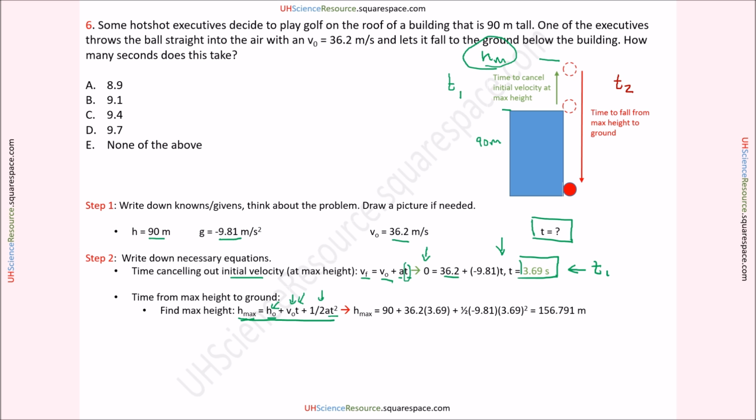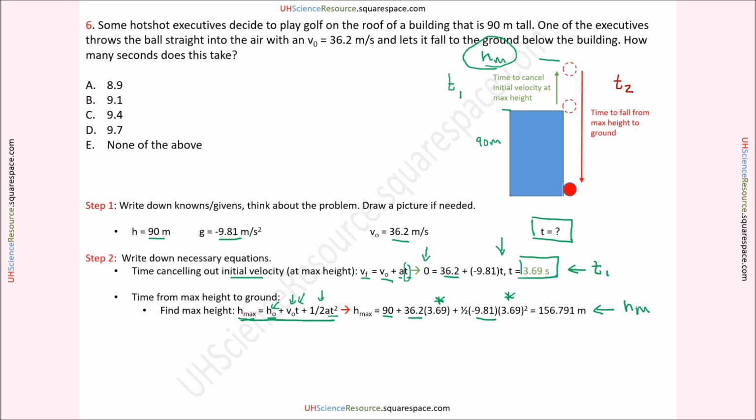So if we do that, we know that the initial height is on top of the building, which is 90 meters. We know that the initial velocity is 36.2, and we just calculated the number of seconds that it traveled at that speed. And we know that the acceleration is going to be due to gravity, and it's going to be in the opposite direction of the velocity, and so we have negative 9.81. And again, we use the same amount of time in which it was acted upon. If we do the calculations, we can see that the maximum height is going to equal 156.791 meters.